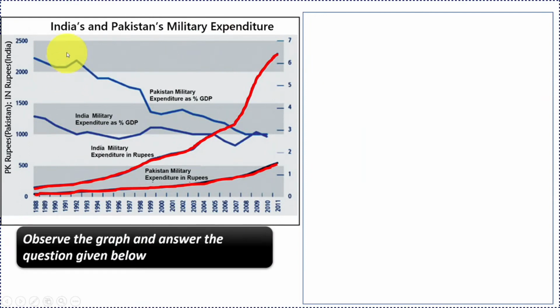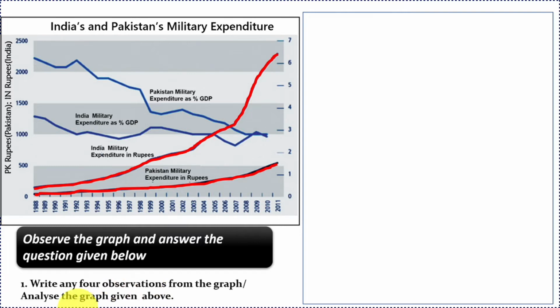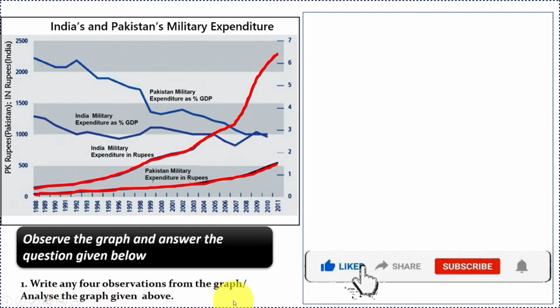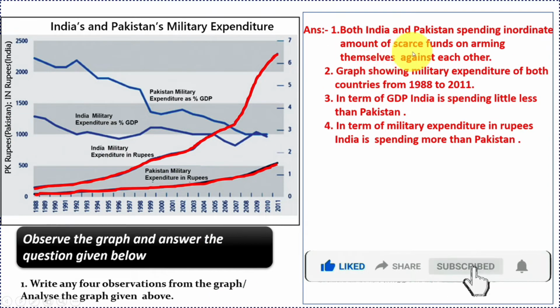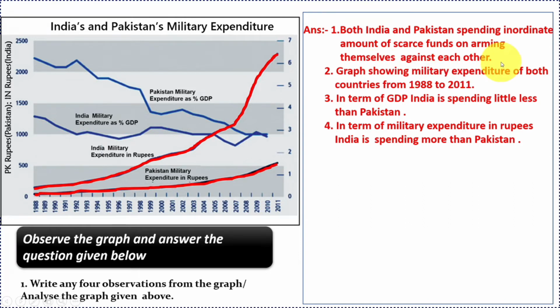This graph shows India and Pakistan's military expenditure. The question is given: observe the graph and answer the questions given below, or sometimes they may ask to analyze the given graph. Answer any 4 observations from the graph. The answers are: both India and Pakistan are spending an inordinate amount of scarce funds on arming themselves against each other. So both countries are spending more money on military expenditure.